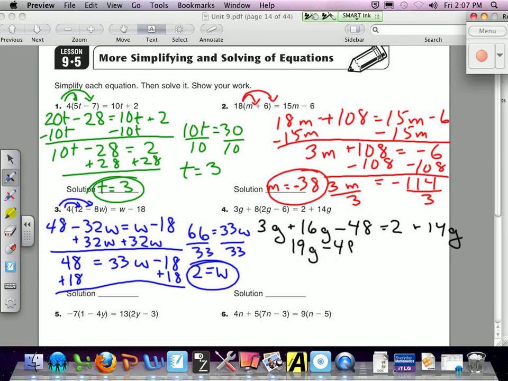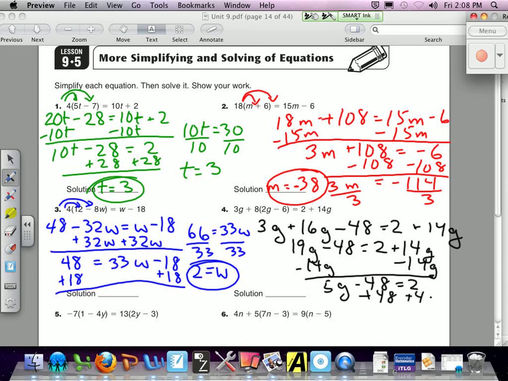Now I have both sides simplified as much as they can, so now is when I can start trying to solve my equation. I'm going to get rid of 14G on each side and end up with 5G minus 48 equals 2. Now I'm going to add 48 on each side to get rid of the constants on my variable side. So 5G equals 50. Divide by 5, divide by 5. My solution is that G equals 10.